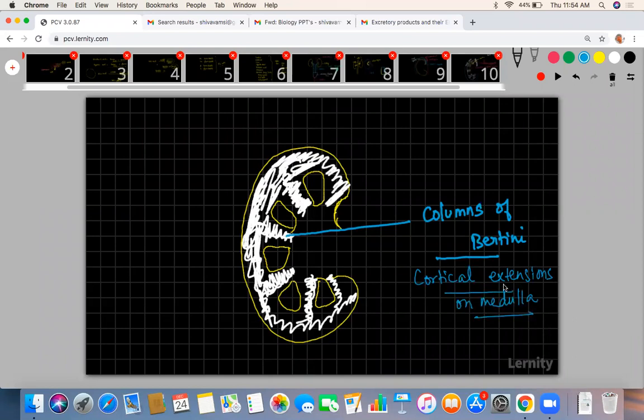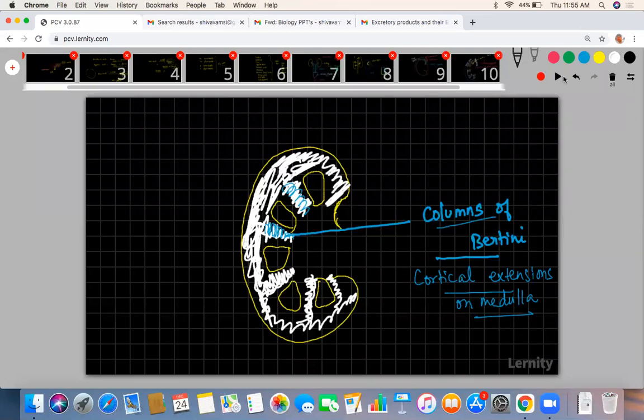Are you able to understand this line? They are cortical extensions on the medulla. The cortex region extends into the medullary region, forming a column-like structure. That is what we call the columns of Bertini. Are you guys able to understand?